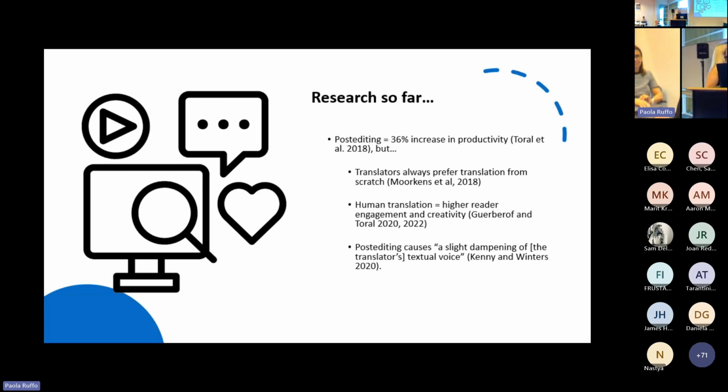And then at the same time, human translation has been found to produce higher reader engagement and higher levels of creativity. In general, whenever a human is involved, there's higher levels of creativity. So this means also in post-editing, but human translation without post-editing is always the most creative one. And post-editing causes a slight dampening of the translator's textual voice, which is again from the study from Kenya Winters that we've heard before this morning.